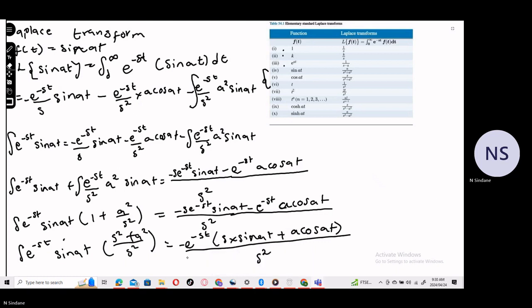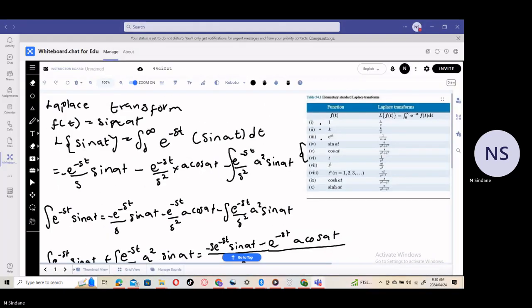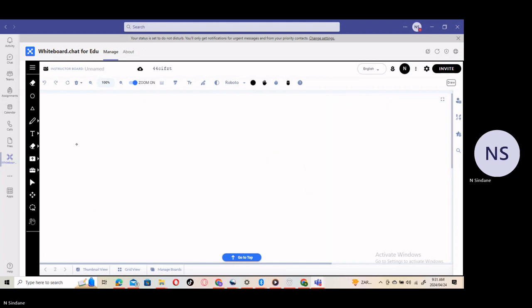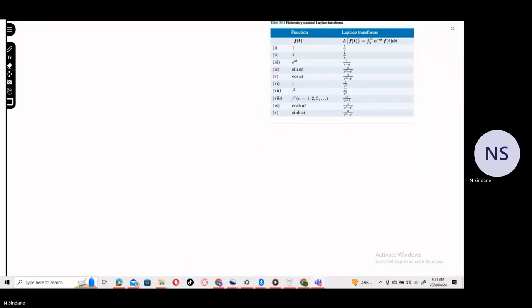Let me just go to the next page because I think I can't scroll down here. Here I still have my integral of e to the power minus st sine of at.